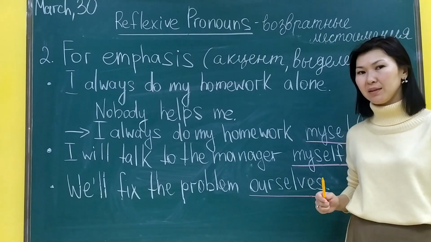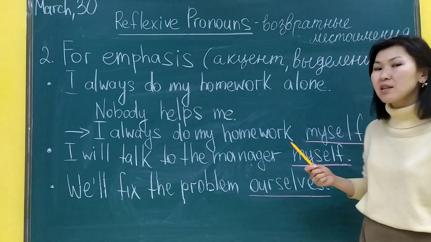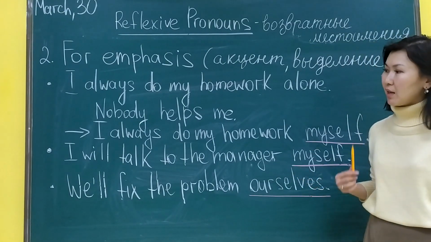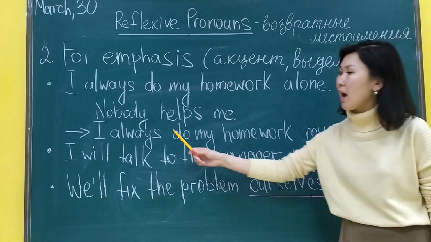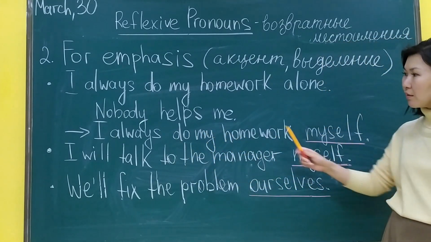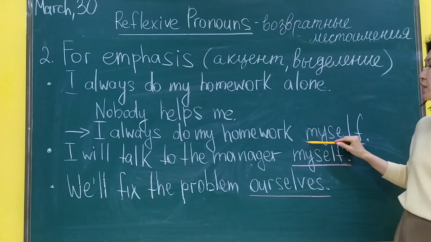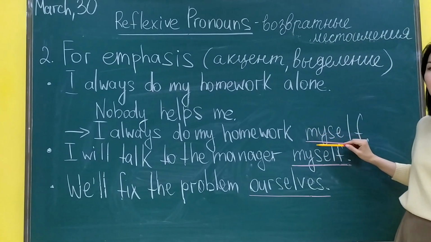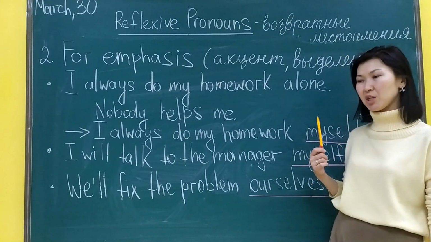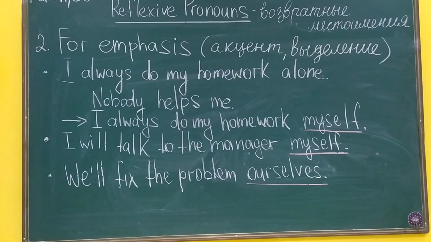Nobody helps me. My teacher doesn't help me. My mom doesn't help me. My sister doesn't help me. I always do my homework myself. В этом предложении мы используем возвратное местоимение, чтобы подчеркнуть, что я всегда делаю свое домашнее задание сам.